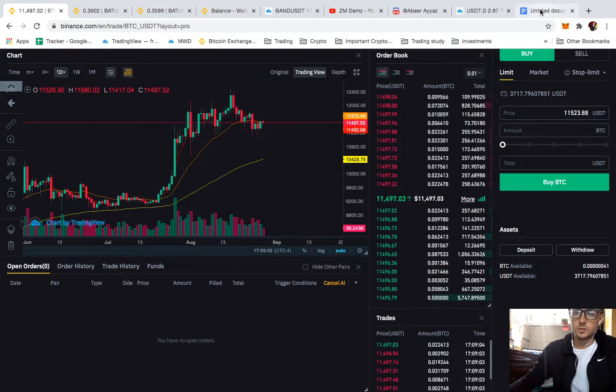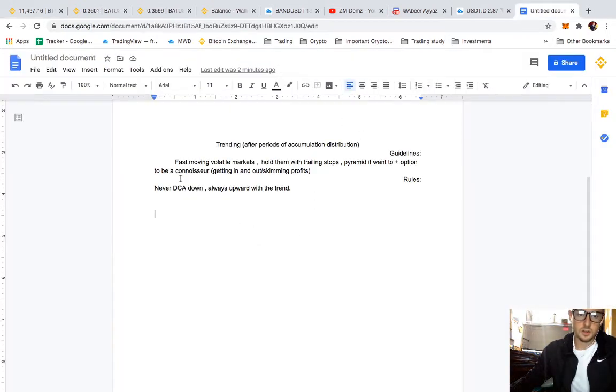Okay, so let's go back to our sheet here. In a trending market, you never want to dollar cost average down, always adding to the trend. So always dollar cost averaging upwards. That's the rule. Okay, so fast moving volatile market, you hold them with trailing stop. You pyramid if you want to, if you're skilled enough and you understand how to leverage trade.